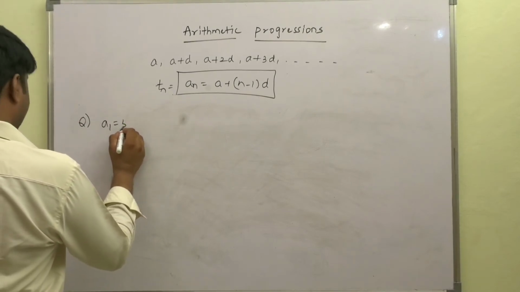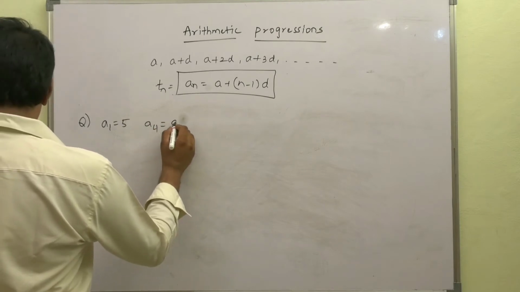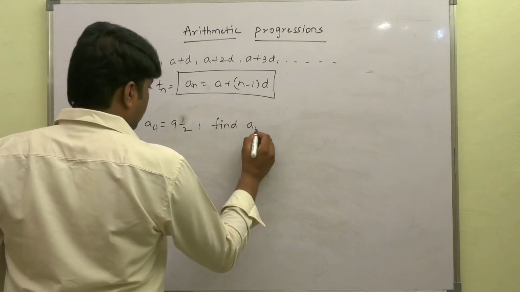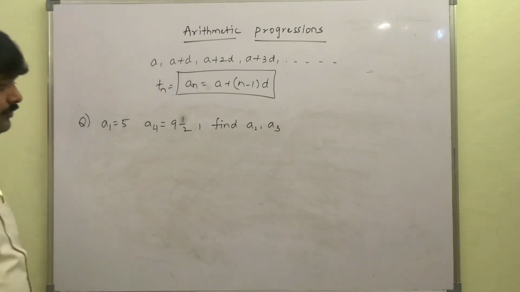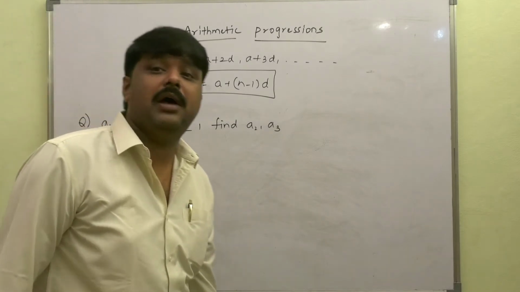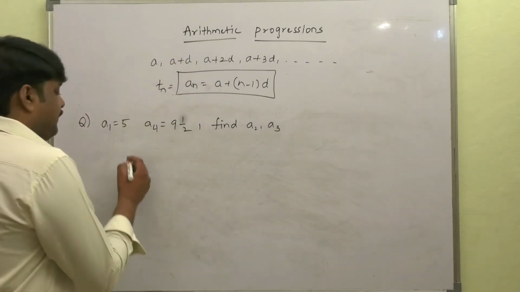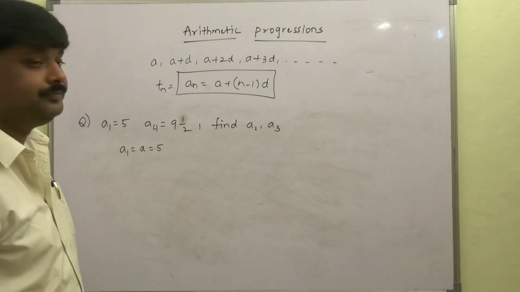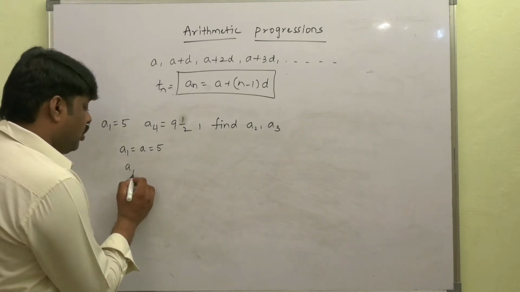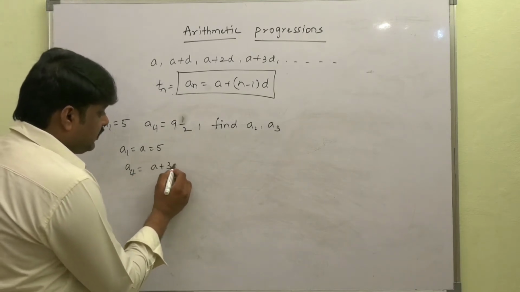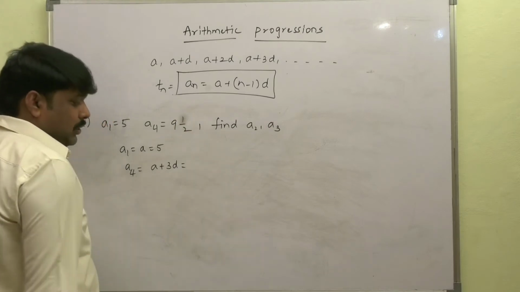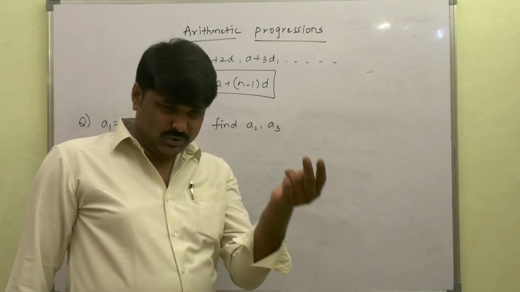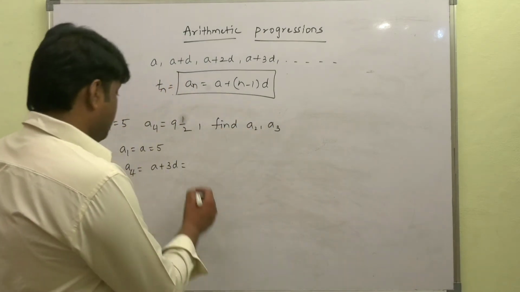Let us take another question. A1 equals 5, A4 equals 9 1 by 2. Find A2, A3. A1 is the first term of the AP, a. Next A4, it is a plus 3d, we are given it as 9 1 by 2. Let us convert the mixed fraction into improper fraction. 9 2's 18 plus 1, it is 19 by 2.